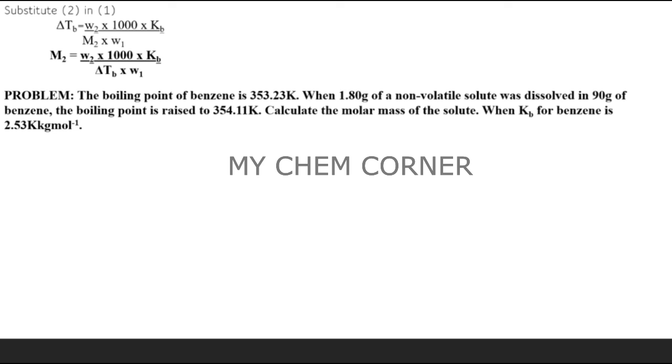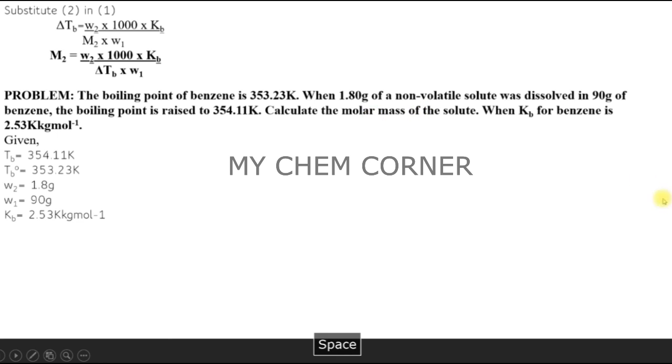We have a lot of values in this. So first, before we jump into what we're supposed to calculate, let's write down what is given to us. Tb naught is the boiling point of the pure solvent, nothing is done to it, so that is 353.23 Kelvin. Now Tb is going to be of the solution, so it's going to be 354.11 Kelvin. Now W2 is 1.80 grams, which is the weight of the solute. W1 is for the solvent, which is 90 grams. Kb is given to us. So in the formula, everything is given to us except for M2. That is what we are asked to calculate.